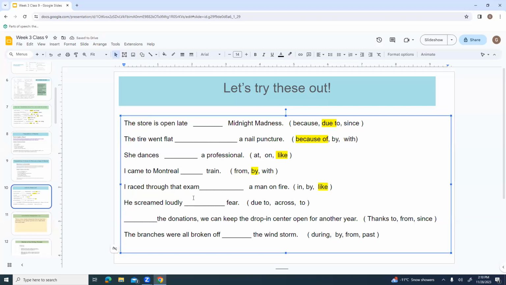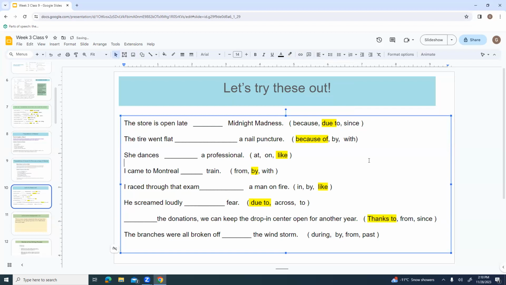He screamed loudly due to fear, across fear, or to fear? Definitely due to. All right, we're giving an explanation for why. Something the donations, we can keep the drop-in center open for another year. Thanks to, from, or since? And this is one where we use the word thanks to.